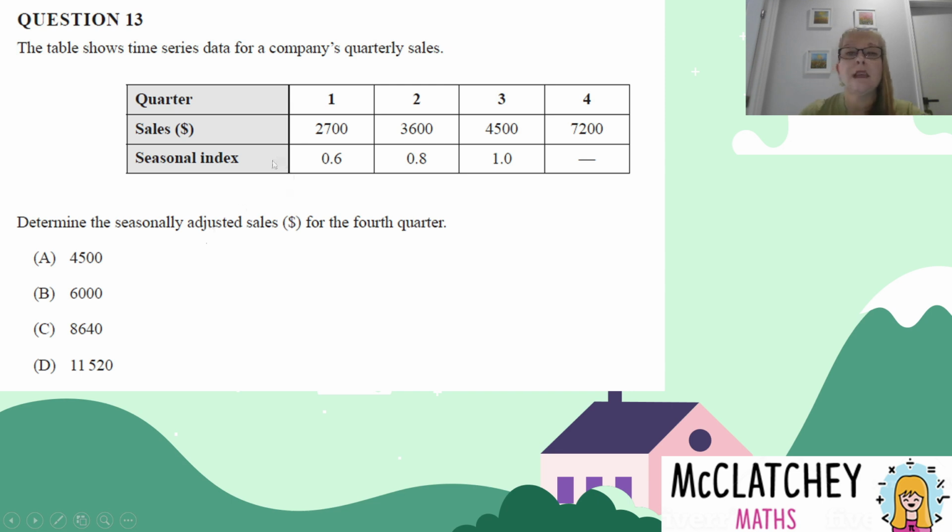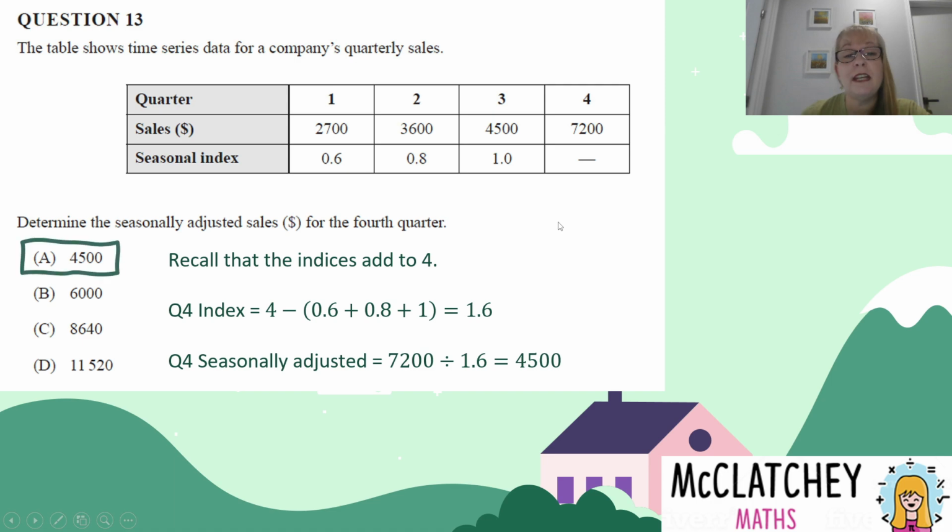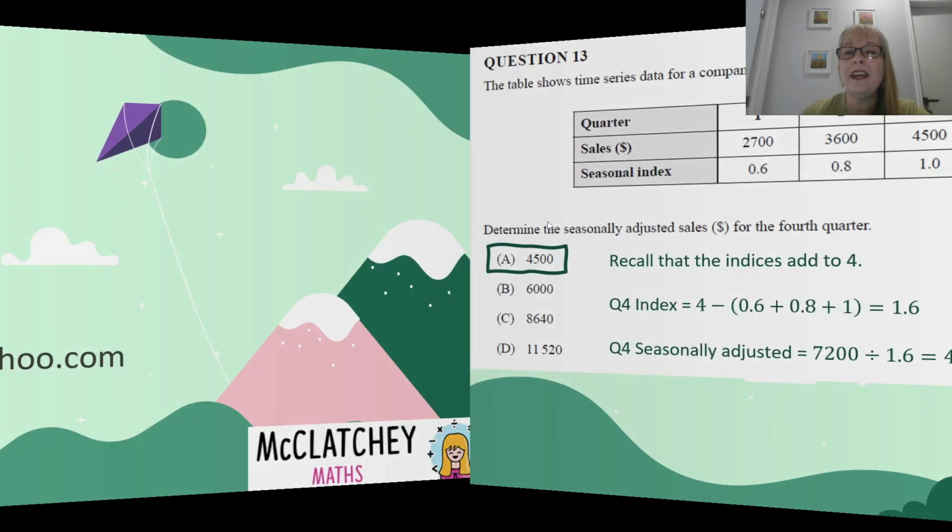Okay, so firstly, I need to remember that these 4 numbers here are going to add to the number 4. So seasonal indices, that's what that means. So I'm going to do 4, take away the sum of 0.6, 0.8, and 1. And I'm going to get a seasonal index of 1.6, which will replace that number. So now I take the actual sales, the real sales, and I divide them. Remember when we're doing de-seasonalising, it's always divide, divide, divide. So I'm going to divide that by 1.6. I get 4,500. It's answer A, and we're done.